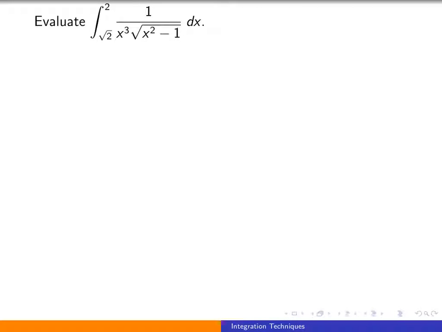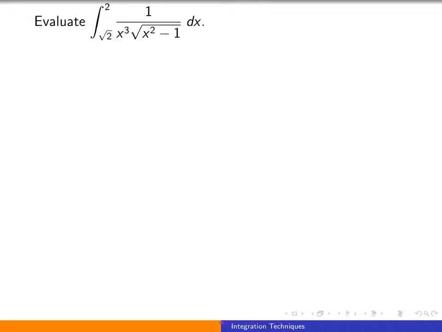In this example, we will evaluate the definite integral from square root 2 to 2 of the function 1 over x cubed times root x squared minus 1. Now, looking at the form of our integrand, seeing that expression x squared minus 1 inside that square root, that's a really good indicator that we should think about applying a trigonometric substitution.